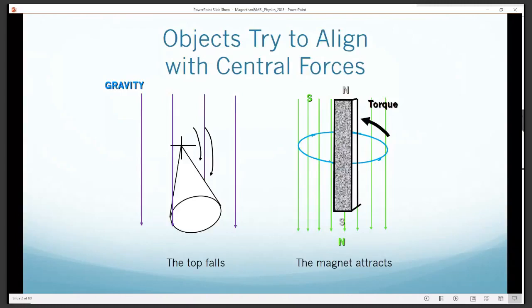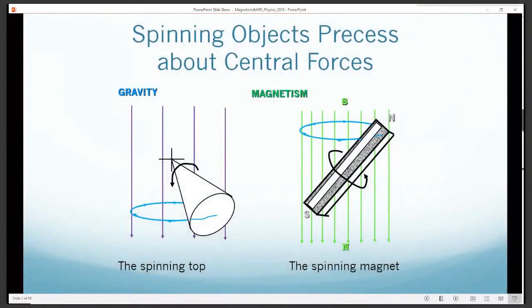In general, objects try to align with central forces. In the case of a top spinning in a gravitational field, the top, if it's not spinning, will just fall. And the same thing with a magnet. If it doesn't spin, it will just align with the main magnetic field. But the property of spinning, rotating about its axis, changes the physics a little bit. So when a top is spinning in a gravitational field, it will tend to precess about the gravitational field. And the same for a gyroscope and other objects in relation to gravity.